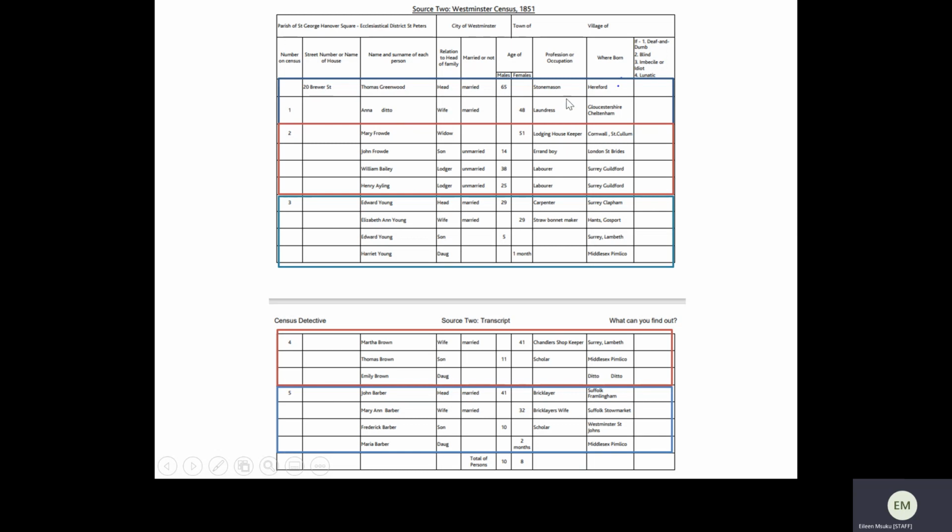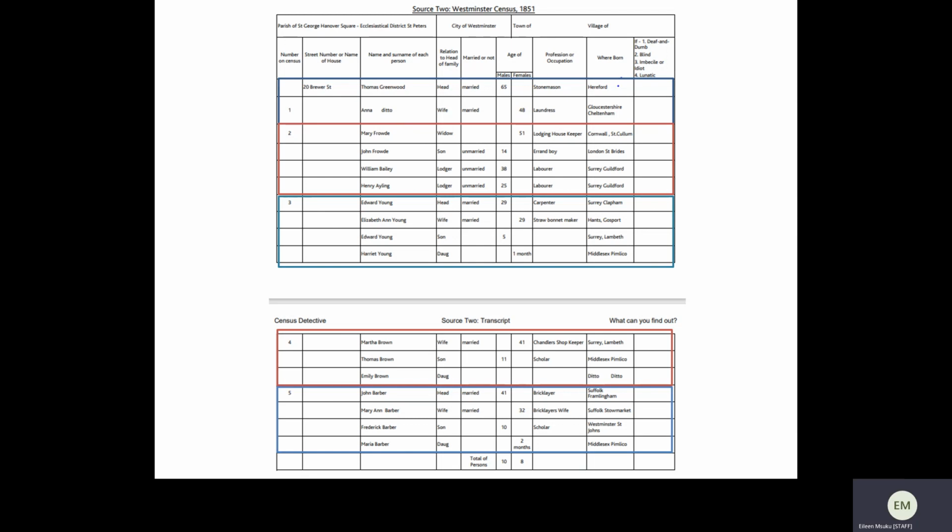And then we can see their jobs. Thomas is a stonemason, and Anna was a laundress. So that means that she worked in a laundrette, or she was washing clothes for people. That was her job. And then you can see where they were born. So Thomas Greenwood was born in Hereford, and Anna Greenwood was born in Cheltenham in Gloucestershire. So they weren't actually born in London. So we know a little bit about them already, that they lived in London at the time of the census, but they weren't born there.